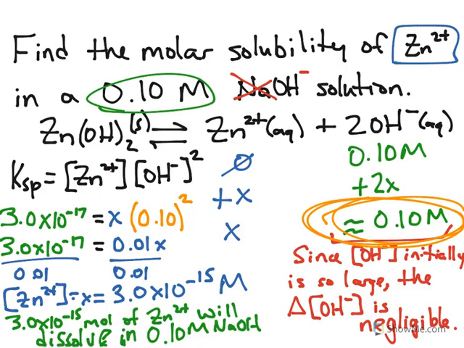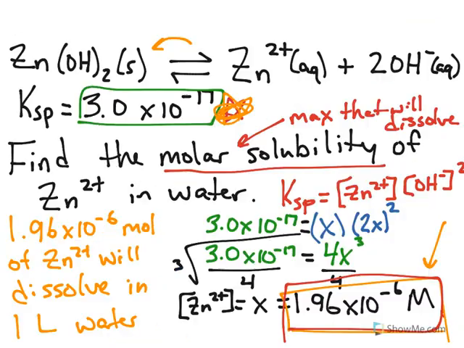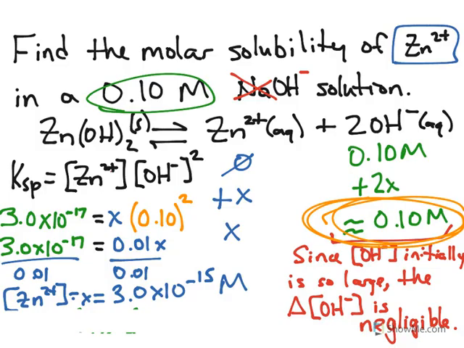So that was a lot, but I really want to just take a moment to really compare these here. On the previous example, when we dissolved this in water, we were able to dissolve to a maximum concentration of 1.96 times 10 to the negative 6th. Now, it's not very much, but when you compare that to what you're able to dissolve in this 0.1 molar NaOH solution, you can only dissolve 3.0 times 10 to the negative 15th molar of it now. That's almost a billion times different here, 9 powers of 10 different.